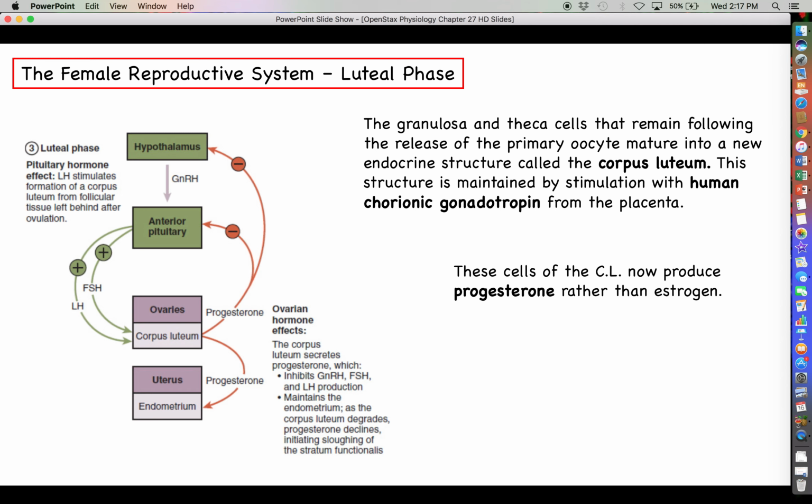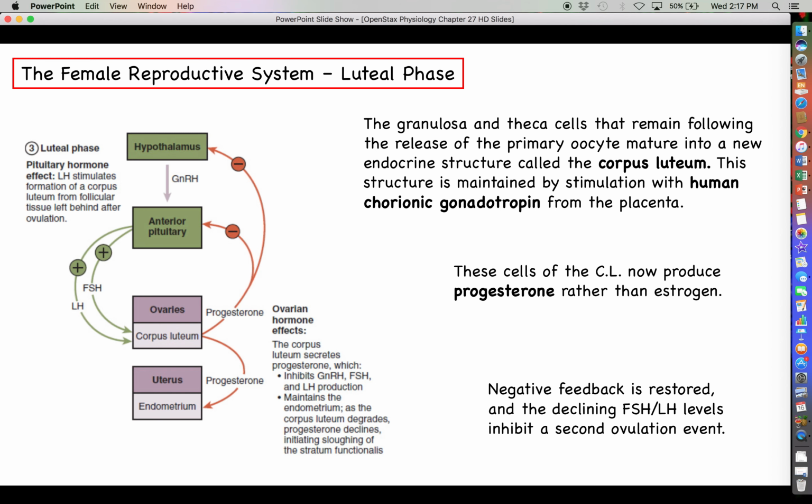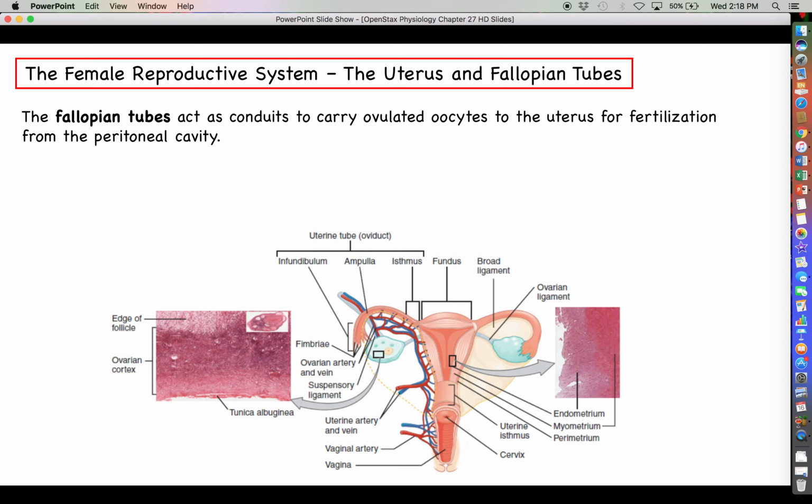So now that we have the corpus luteum here, it is not actually going to produce estrogen, even though it's basically a collection of all the left behind granulosa and theca cells. It's not going to make estrogen, it's going to make a different sex hormone called progesterone, which is going to have a slightly different function than the estrogen that we've seen before. But at this point, now that we're producing progesterone, we do restore the classical negative feedback, in which this surge of progesterone concentration actually inhibits the hypothalamus and anterior pituitary from making the earlier hormones in the chain.